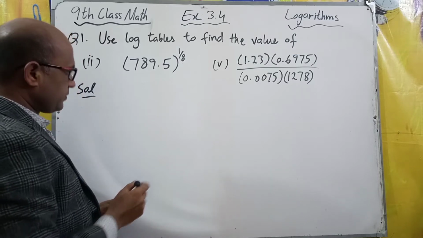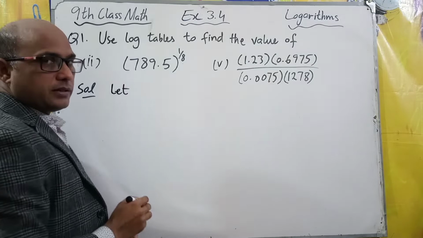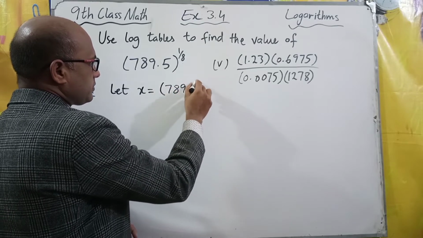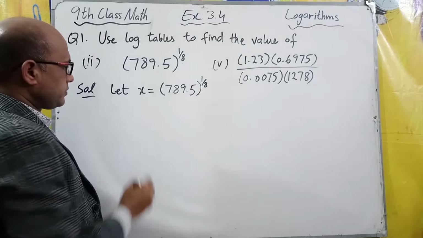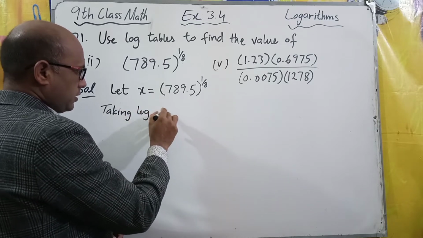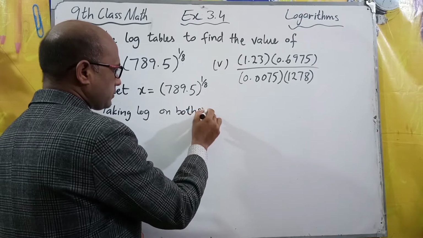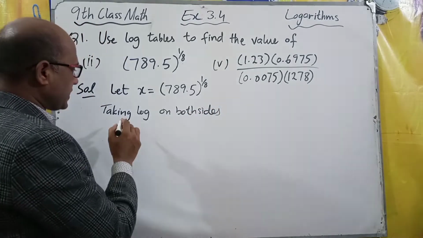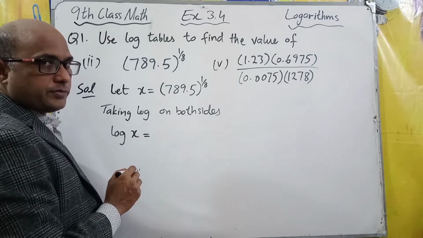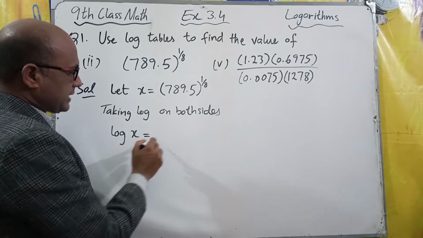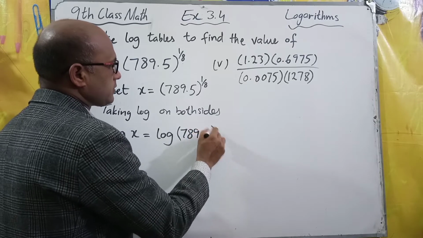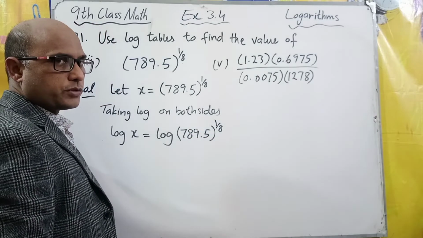So students, first of all, we'll write let x is equal to the given number, then we'll write taking log on both sides. Taking log on both sides. So we'll write log on both sides. On the left hand side, it will be log x, and on the right hand side, the log of the number which is given, whose value we have to find.